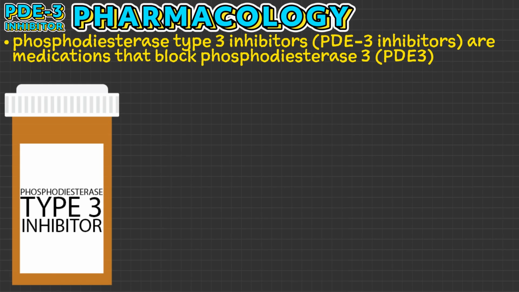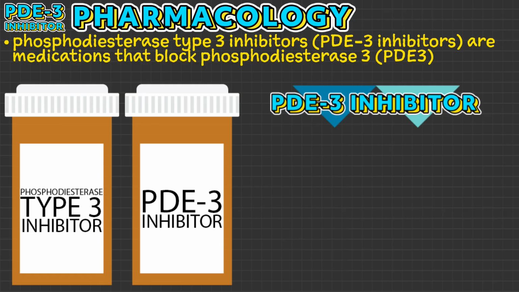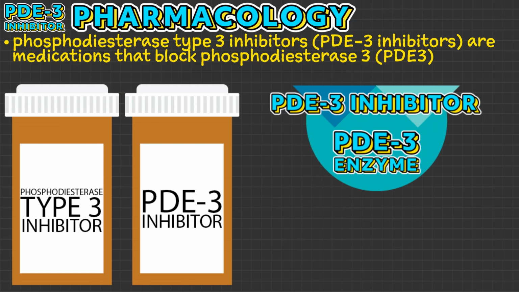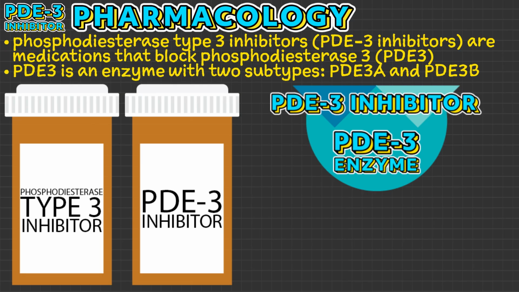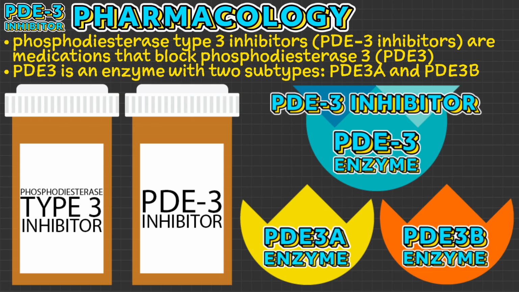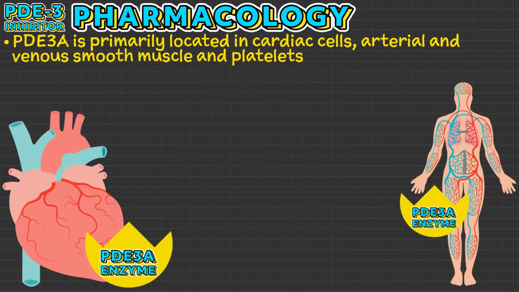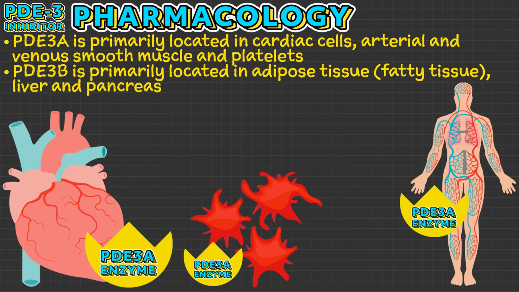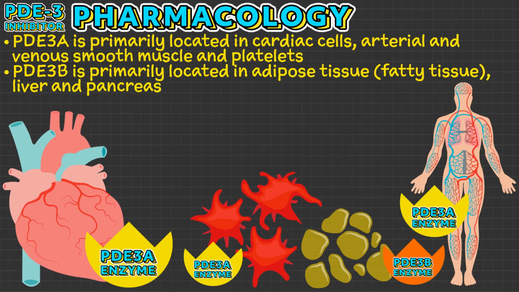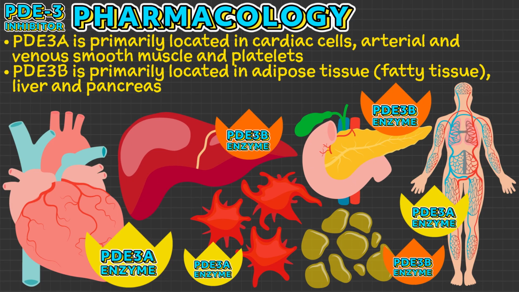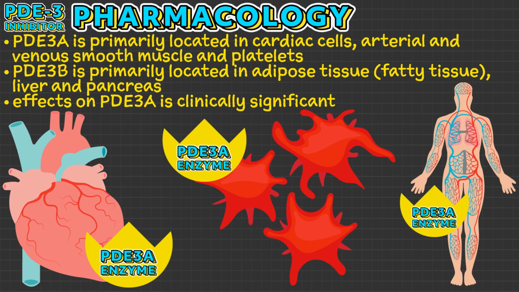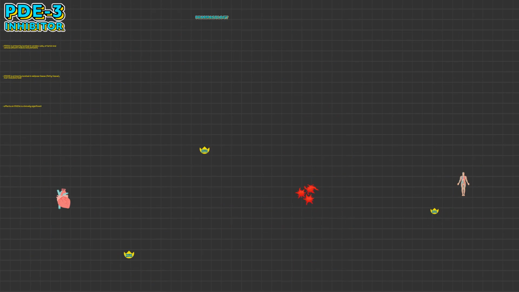Phosphodiesterase Type 3 inhibitors, also known as PDE-3 inhibitors, are medications that block phosphodiesterase 3, also known as PDE3. PDE3 is an enzyme with two subtypes, PDE3A and PDE3B. PDE3A is primarily located in cardiac cells, arterial and venous smooth muscle, and platelets, while PDE3B is primarily located in adipose tissue, or fatty tissue, the liver, and the pancreas. While both PDE3A and PDE3B are inhibited by PDE3 inhibitors, it is their effect on PDE3A that is clinically significant.